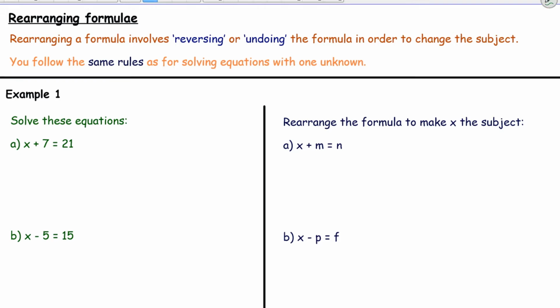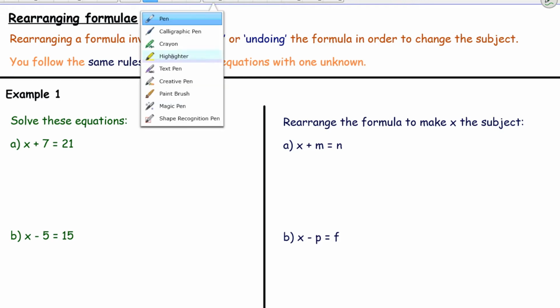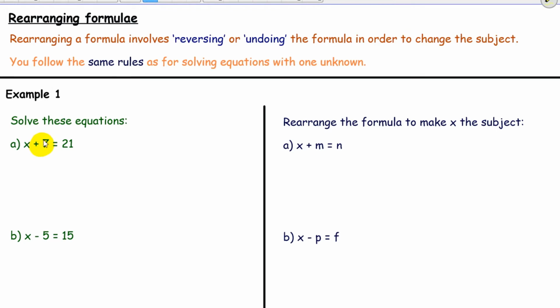So the first step will be, remember, when you want to solve this equation, you want x to be on one side and everything else to be on the other side. So we need to get rid of the 7. And the opposite of adding 7 is subtracting 7. So we shall start with subtracting 7 on each side.